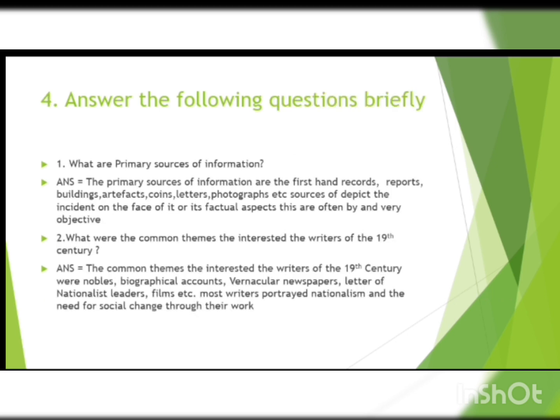Answer the following questions briefly. What are primary sources of information? Answer, the primary sources of information are the first-hand records, reports, buildings, artifacts, coins, letters, photographs, etc. These sources depict the incident on the face of it or its factual aspects. These are often written objectively.